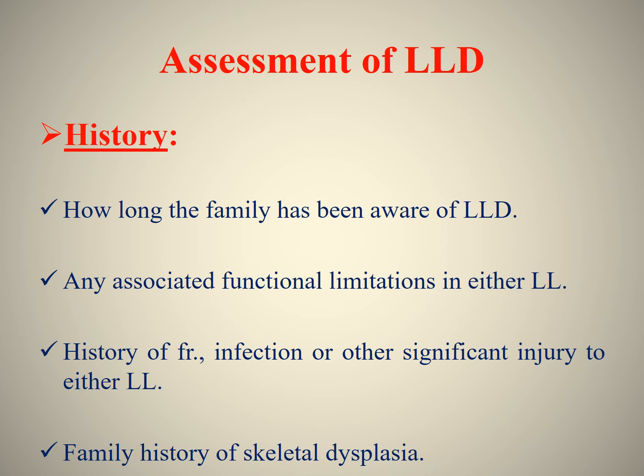The assessment of limb length discrepancy starts like any case in medicine, first with history. How long the family has been aware of limb length discrepancy? At what age of the child? Any associated functional limitation in either lower limb, like flexion deformities? History of fractures, infections, or other significant injury to the lower limb, maybe surgery to the lower limb, family history of skeletal dysplasia.